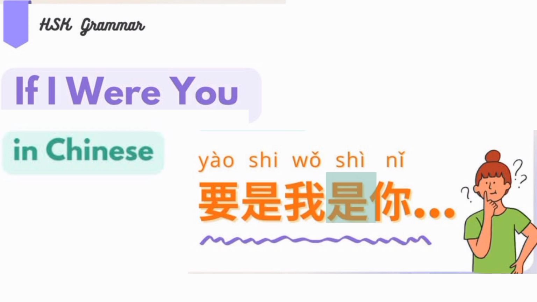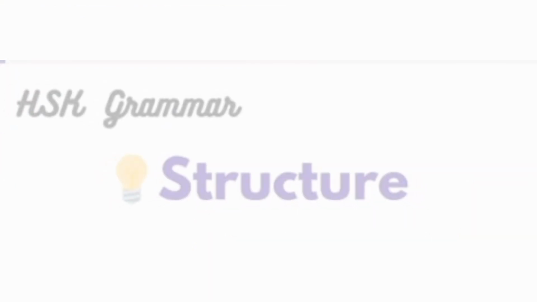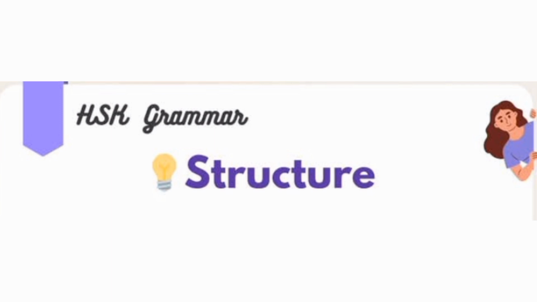要是我是你。If I were you, let's practice it again. 要是我是你。It's gonna be fun to learn it. Stay with us. Let's understand its structure, the whole process of how to use it and when to use it.